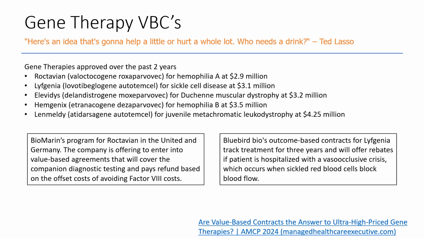Bluebird Bio's outcome-based contract for their sickle cell disease treatment, they will, for 3 years, offer rebates if a patient is hospitalized with a crisis. So they aren't going to pay you back the 3.1 million because that drug failed, but they will pay you the hospital cost if they have a crisis. So while these are better than nothing, they definitely aren't necessarily where payers think they would need to be to feel better about the costs that they're putting out for these therapies.